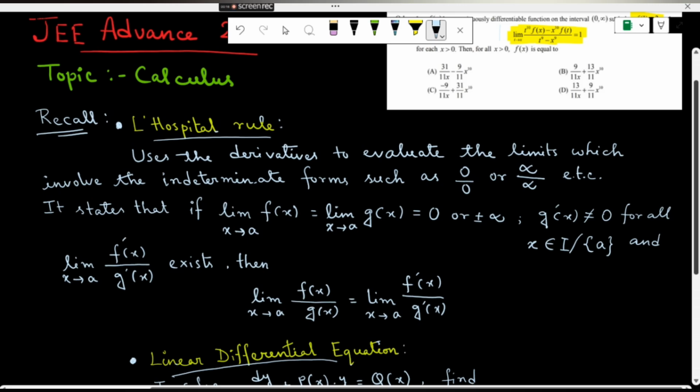Now if f'(x)/g'(x) is also in an indeterminate form like 0/0 or infinity/infinity form, then you can continue the rule again and again. Next, if you use this L'Hopital's rule in this question, you will get a differential equation which is a linear differential equation.